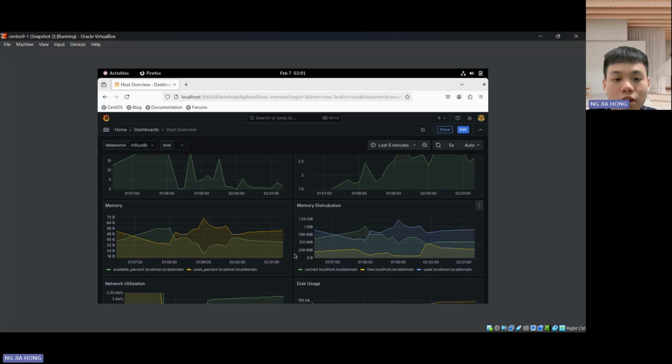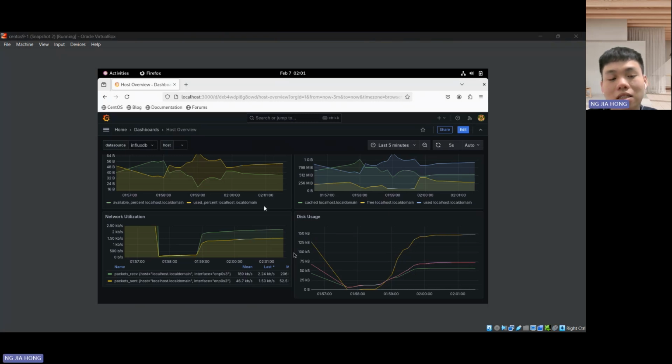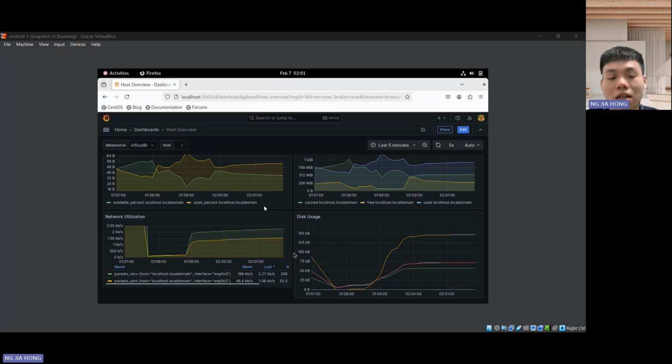The fifth metric will be the network utilization, where this graph shows the network traffic, showing how much data is being sent and received on the network interface. And the last one would be the disk usage, where it tracks how much data is being read from or written to the disk, thus helping to identify storage performance issues.